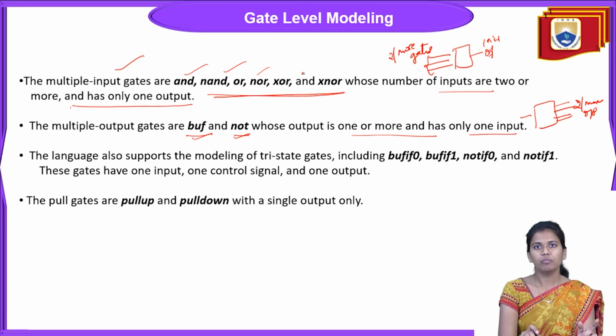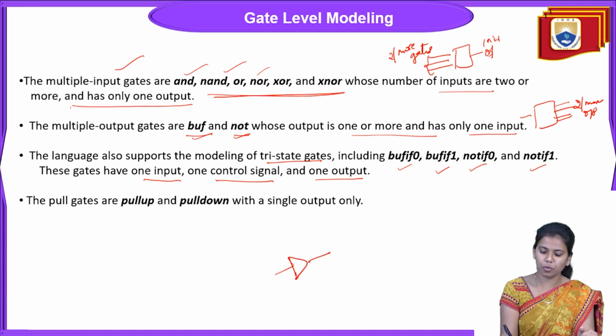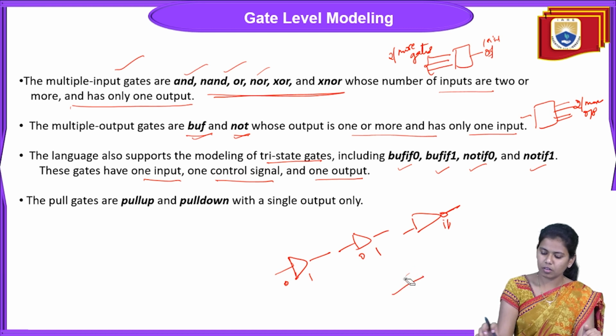Next, the language also supports the modeling of tri-state buffers, including BuffIf0, BuffIf1, NotIf0 and NotIf1. These gates have one input, one control signal and one output. So here we see different kinds of gates: BuffIf0, BuffIf1, NotIf0, and NotIf1.